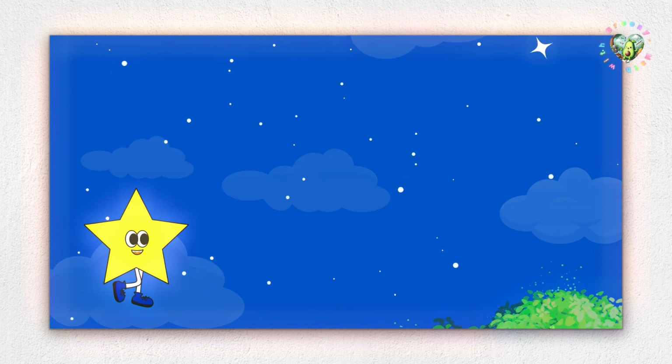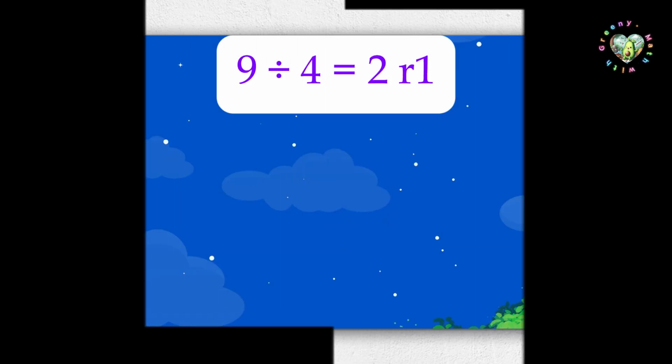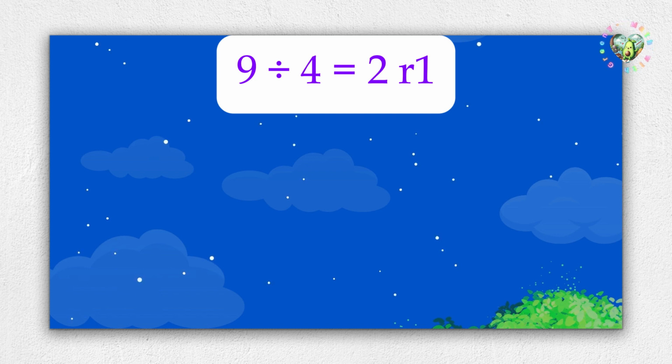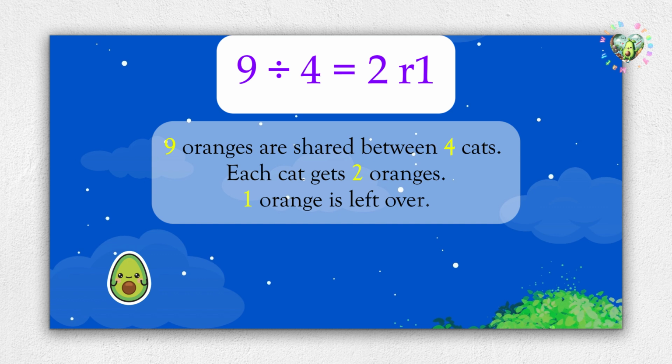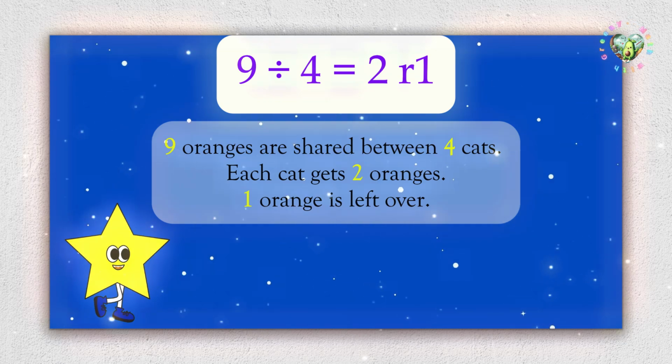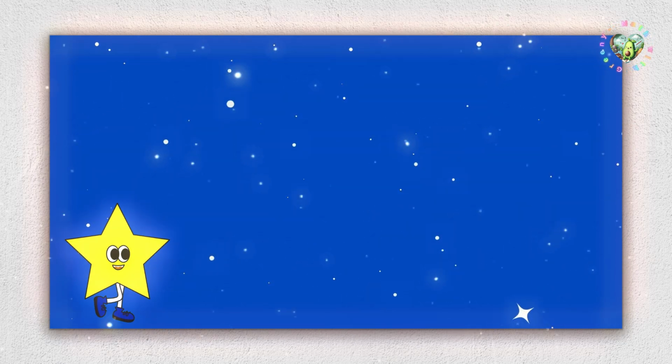Let's try another one. What about 9 divided by 4 equals 2 R 1? What do you think that means? Well, 9 oranges are shared between 4 cats. Each cat gets 2 oranges. 1 orange is left over. Bingo! You're on fire, Greenie.